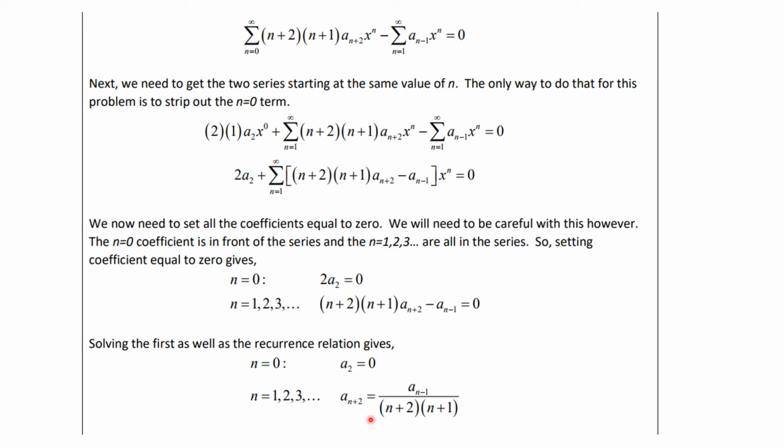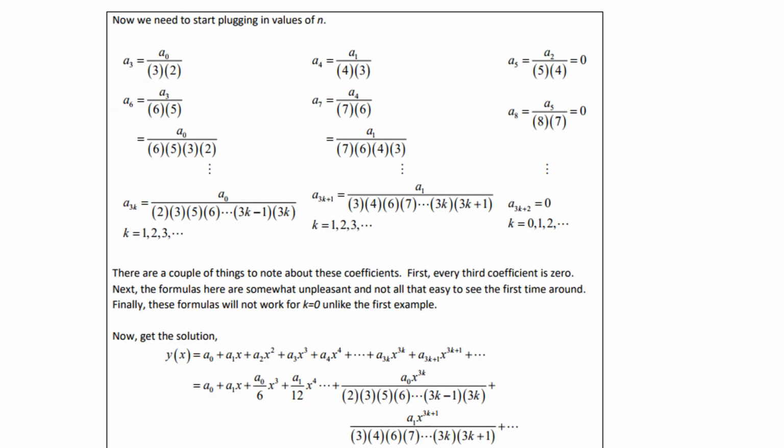And now we're going to use this recursion relationship to do some calculations. So we'll start plugging some things in. Now, there are a couple of things to note about these coefficients. First of all, every third coefficient is going to be 0 because it's going to take you back to a2. Next, the formulas are not as easy to work with. That happens. And finally, the formula won't work for k equals 0. And so anyway, we will get this, and we have come up with what the general term is.